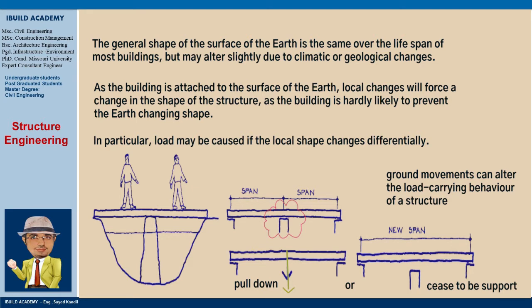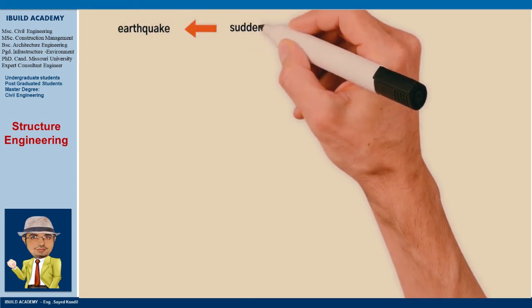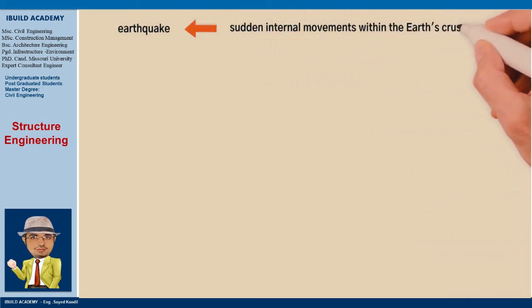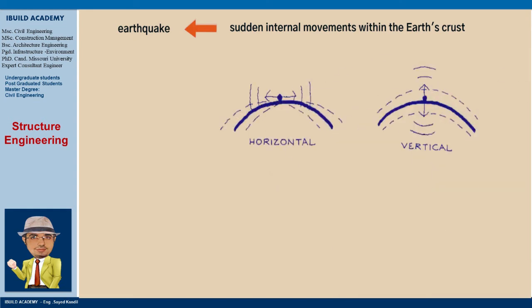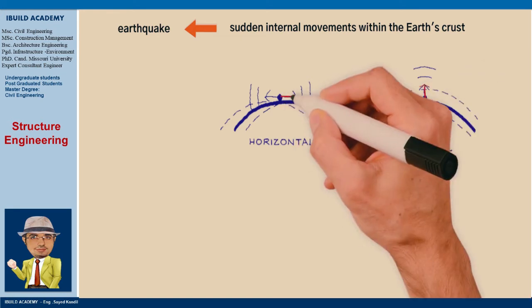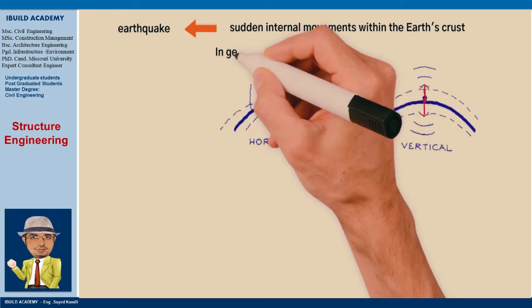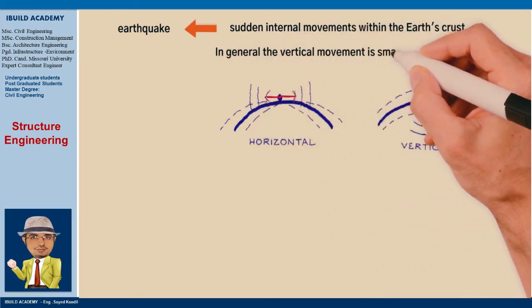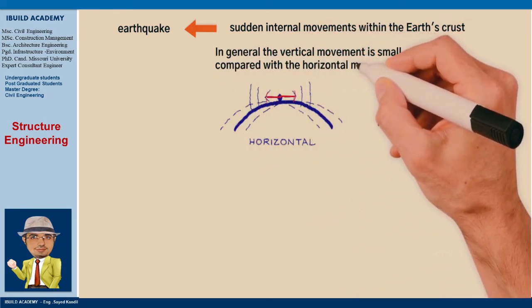Another form of ground movement that can load a structure is an earthquake. Earthquakes are caused by sudden internal movements within the Earth's crust. This causes a shock to the system and results in shaking the crust of the Earth over a certain area. The Earth's surface will both bounce up and down and move backwards and forwards. In general, the vertical movement is small compared with the horizontal movement.